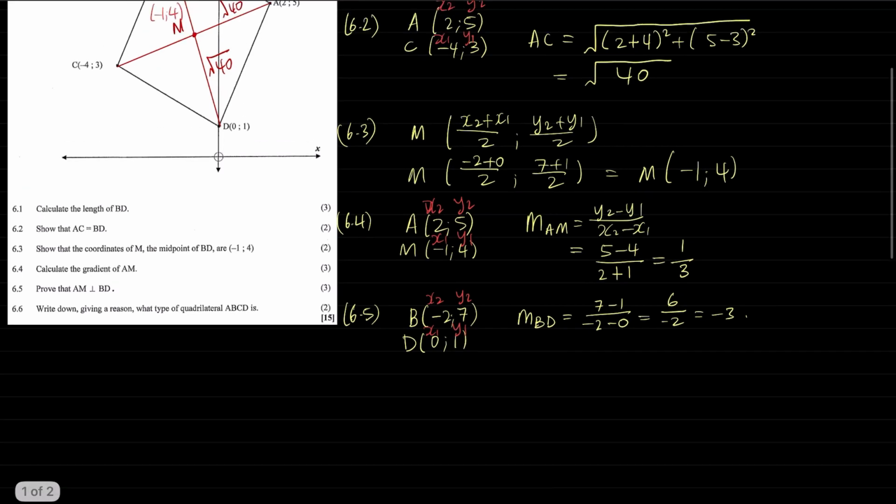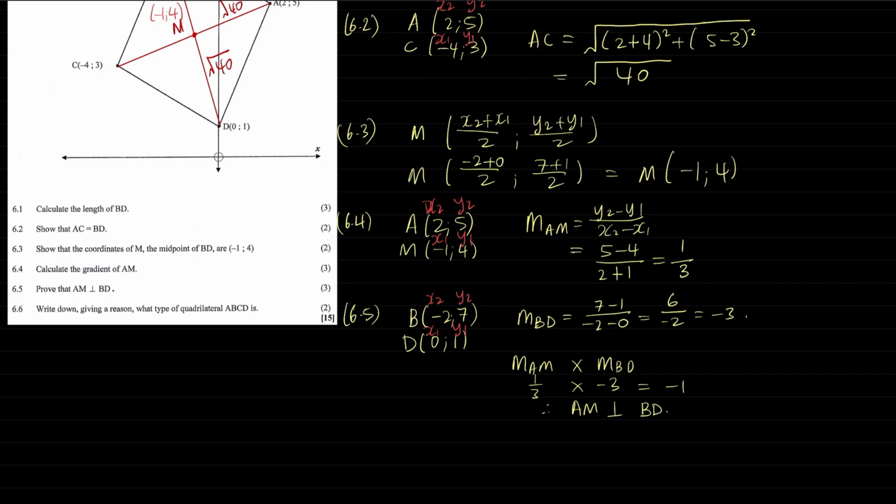Now, if we multiply the gradients together, and if we get -1, then we know that the lines are perpendicular. So we can say that the gradient of AM times the gradient of BD. So AM is 1 over 3 times BD is -3, and that gives us -1. Therefore, AM is perpendicular to BD.